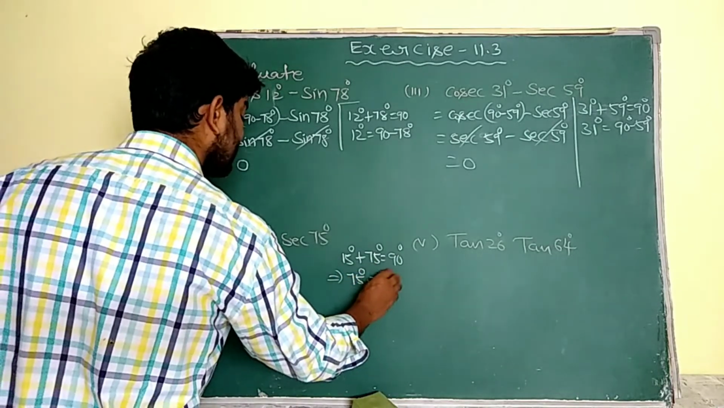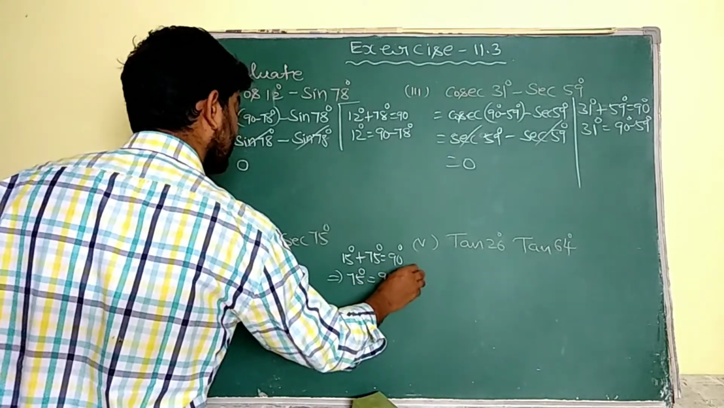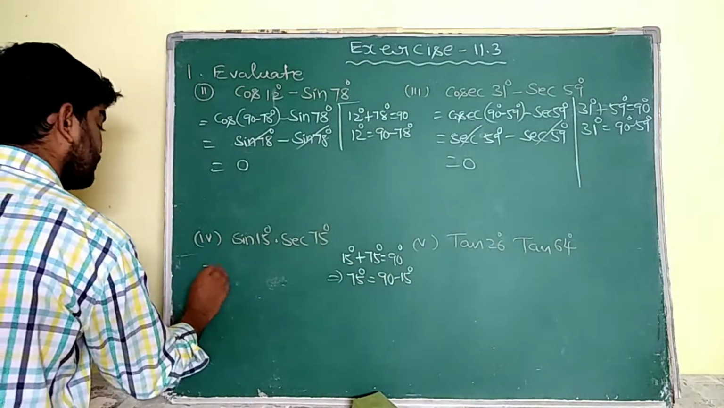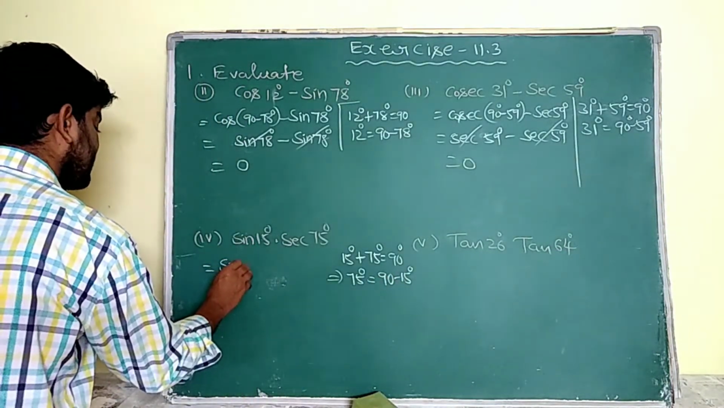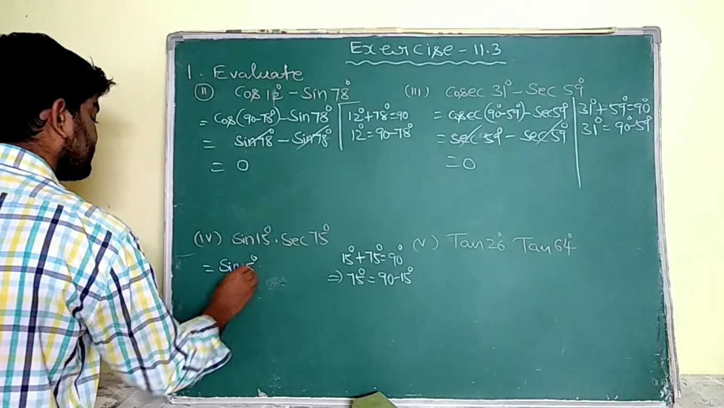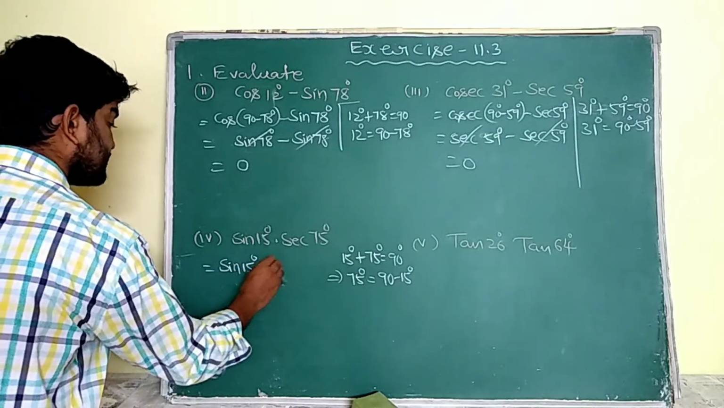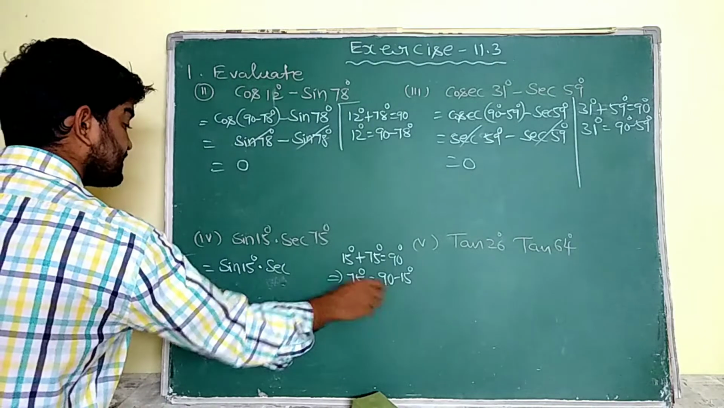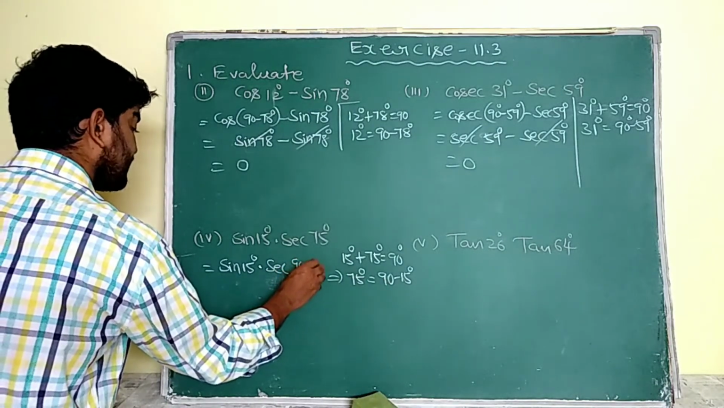Now express 75 degrees in terms of 15 degrees. I am not going to alter this 15 degrees; I am going to keep it as it is. In the place of secant 75 degrees, I am going to write 90 minus 15.